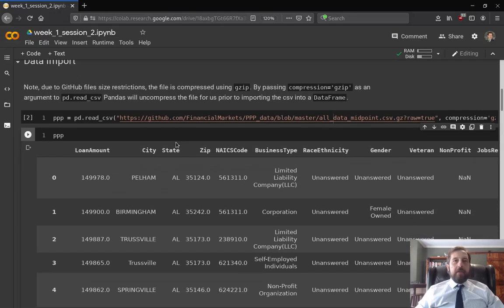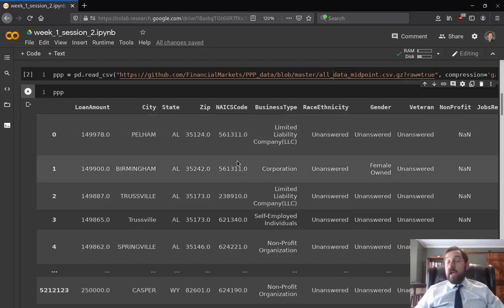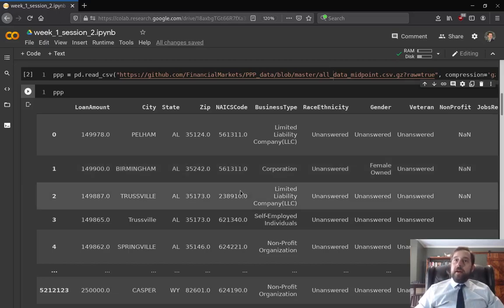And so here we go. We have columns on the loan amount. Obviously, this is the amount of the loan. This is the city, state, zip in which the loan was given. This is the NAICS code, an industry classifier. We don't do it here, but we could take a look at which industries receive the most money. That would be an interesting analysis to do. So this gives us the industry, the business type of the borrower.